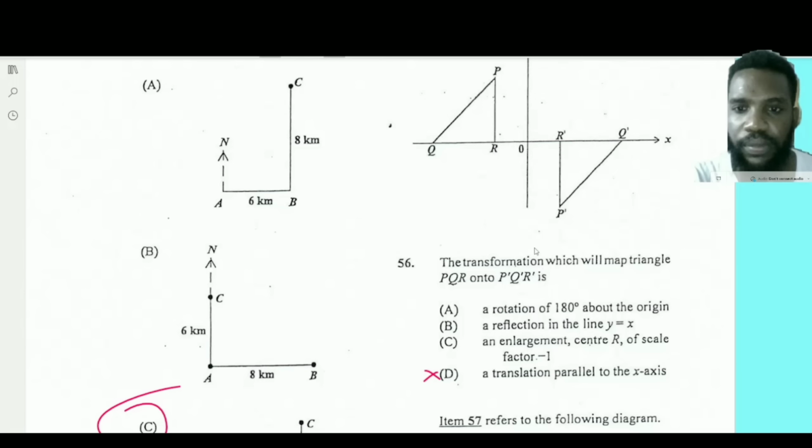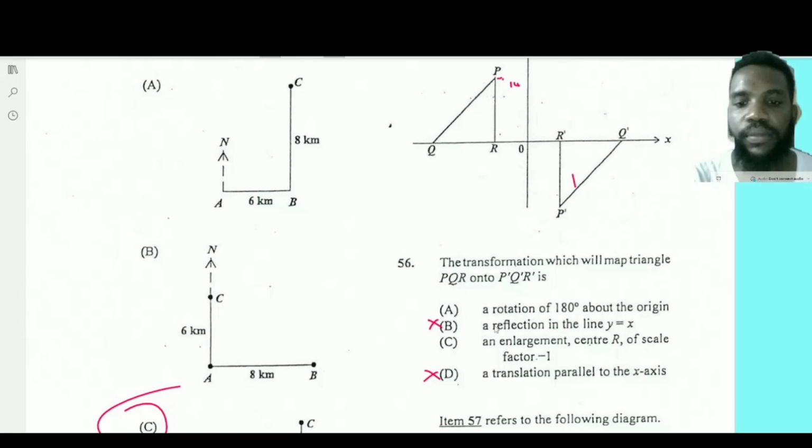Alright, now for a reflection in the line y equals x. When you reflect something in the line y equals x, the x value becomes the y value, and the y value becomes the x value. So if you have P here, which is, let us say, at negative 1, 4, it will go to 4, negative 1, which doesn't look to be the case, so it can't be a reflection either.